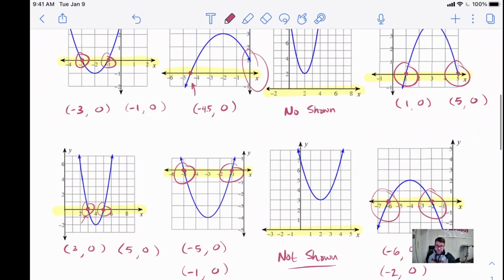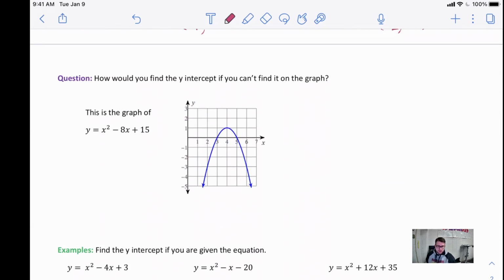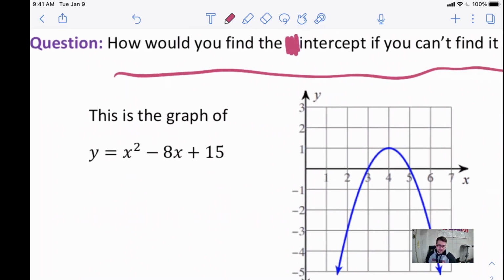Not always going to get a nice graph, but we did today. But here's the question. How do you find it, right? The same question we asked yesterday. How do we find the x-intercept if you can't find it on the graph? Because that's going to happen sometimes. So if we can't find the x-intercept on the graph, then we got to get a little bit more creative.